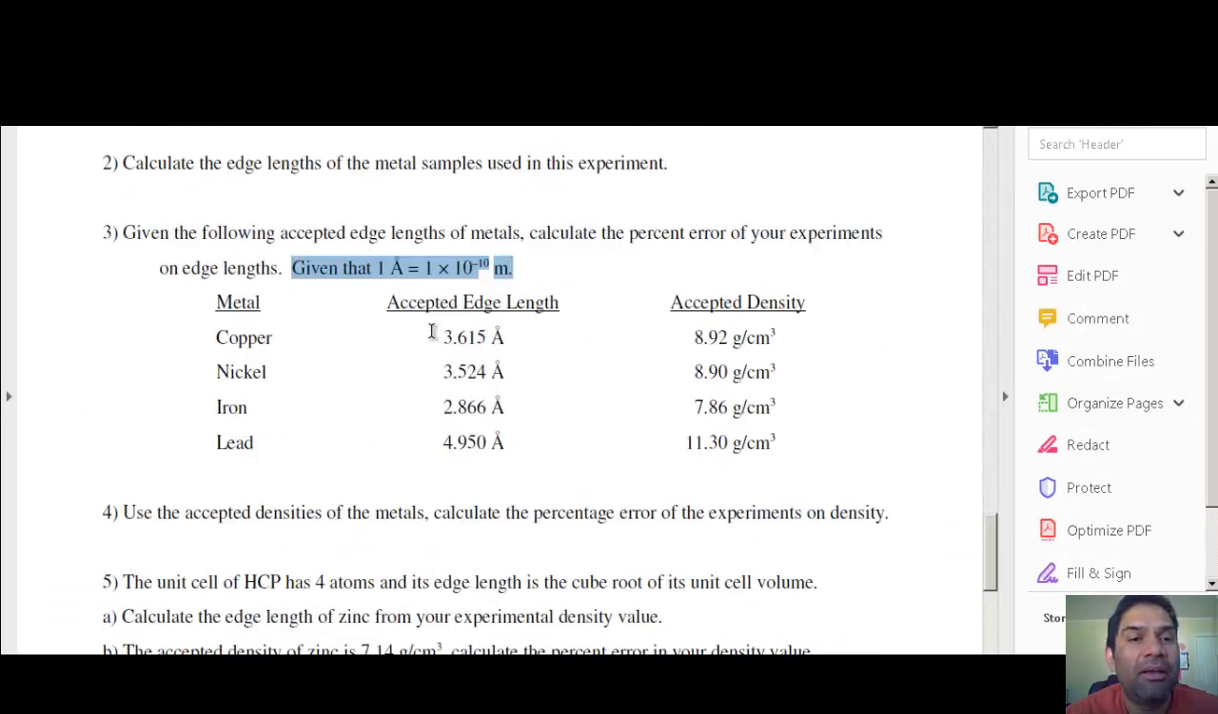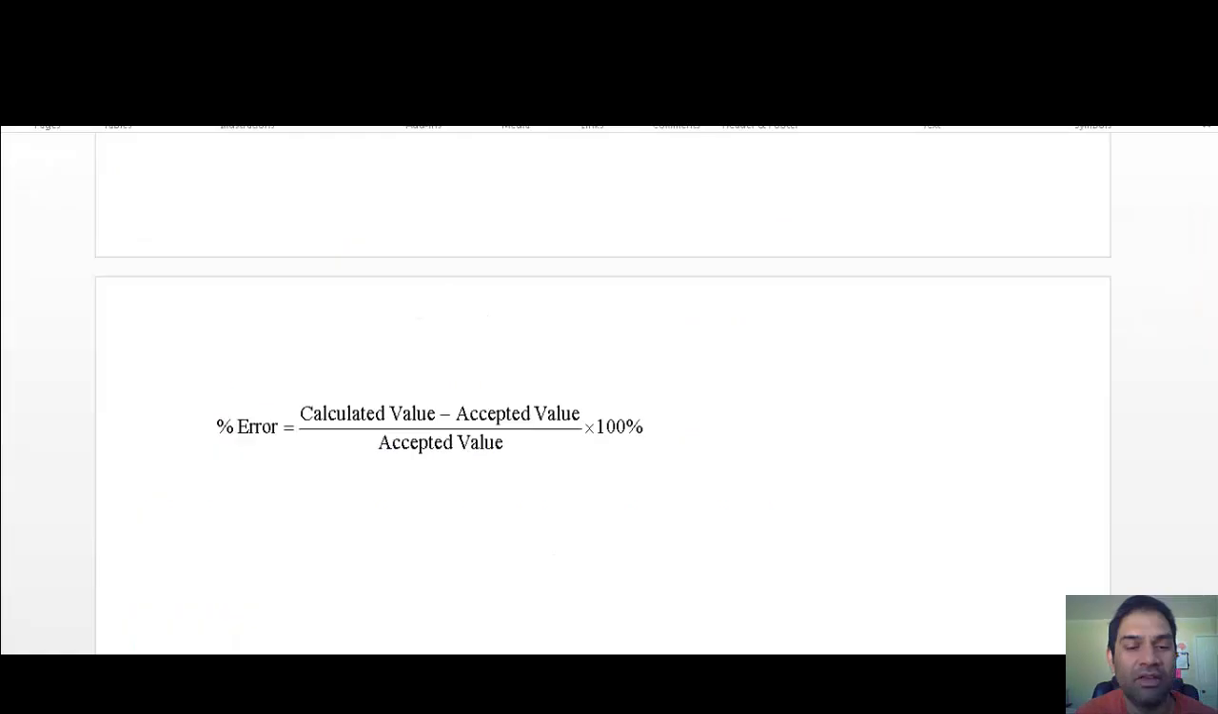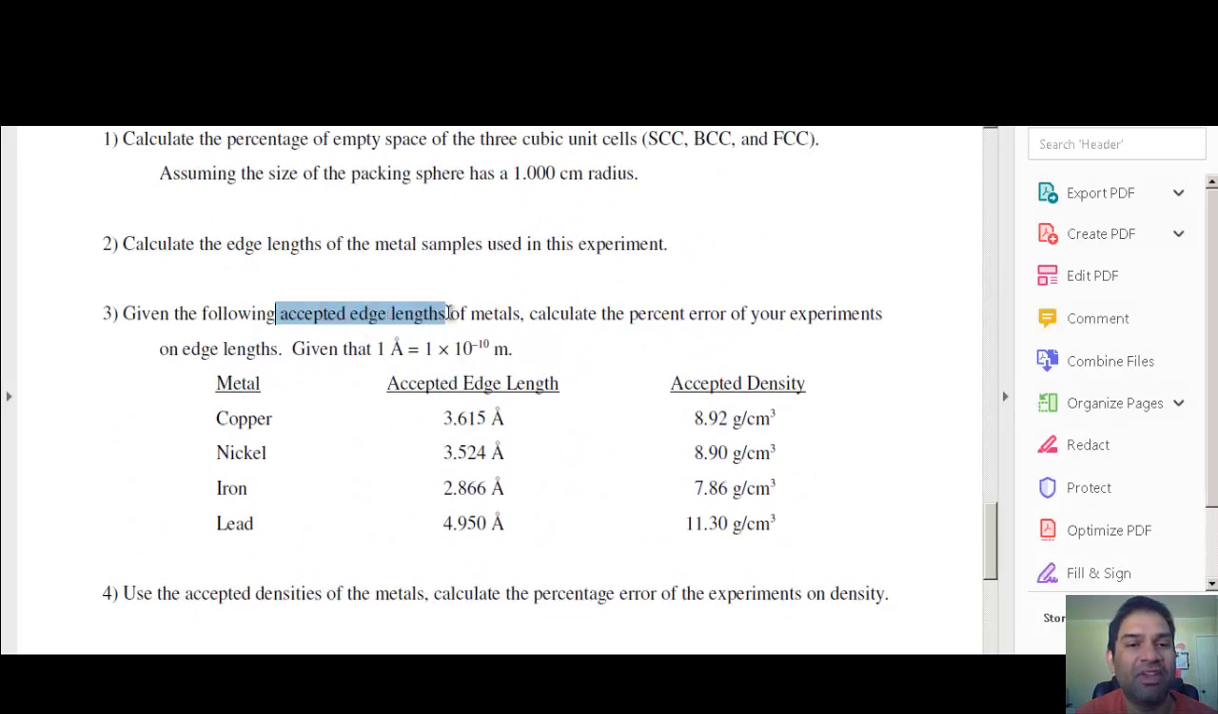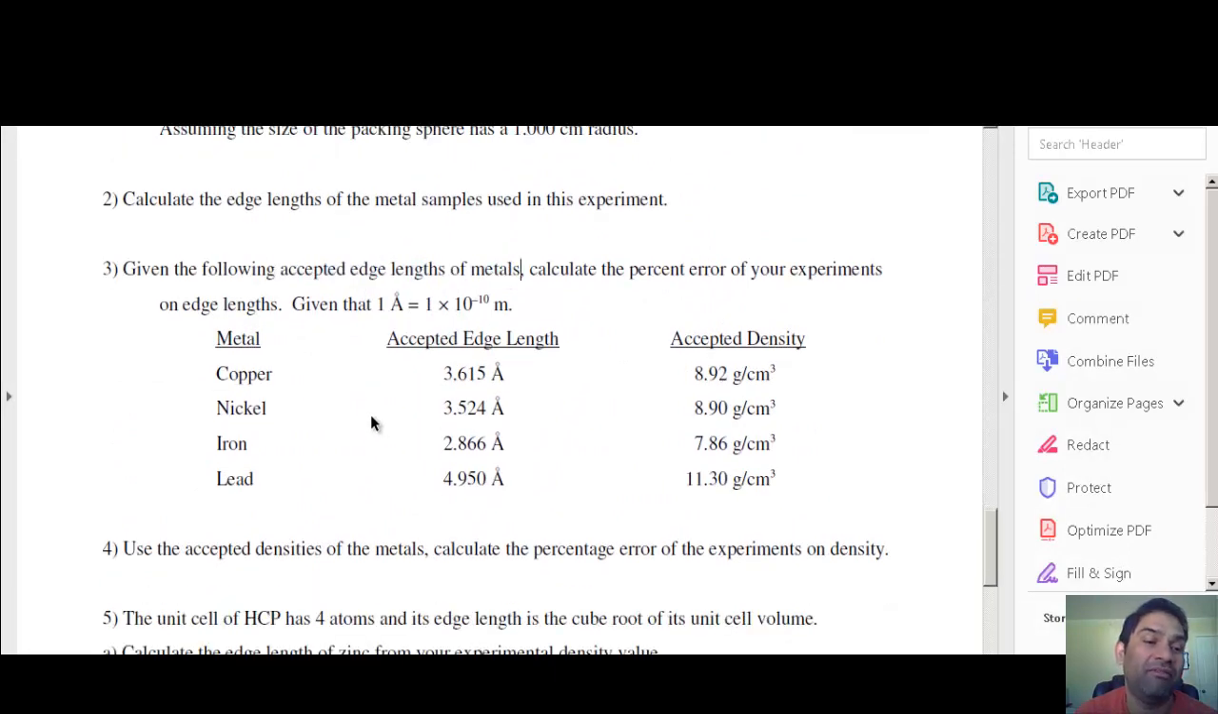The third post-lab question has to do with calculating the percent error. So let's go ahead and look at our data here. We want to do this for the edge lengths, okay? And then question number 4, you're going to do the exact same thing, except you're going to use the densities. So let's do copper, since I've done that example.